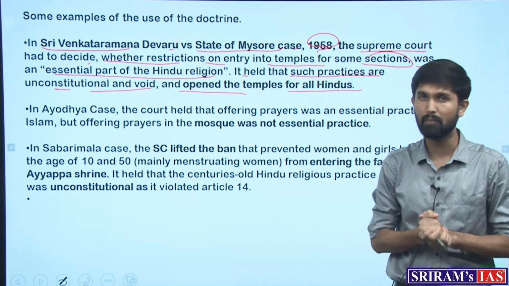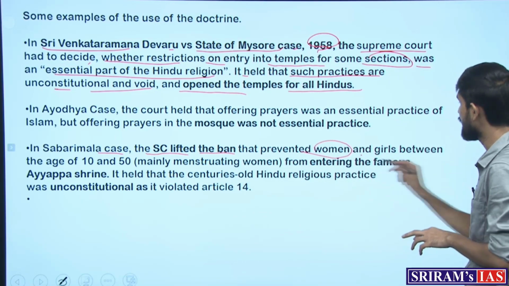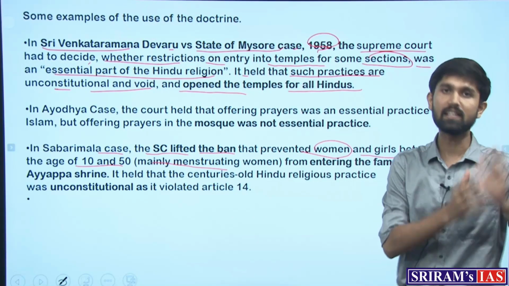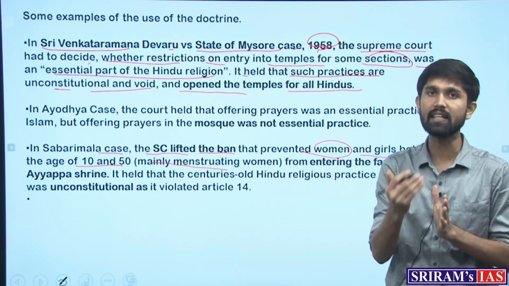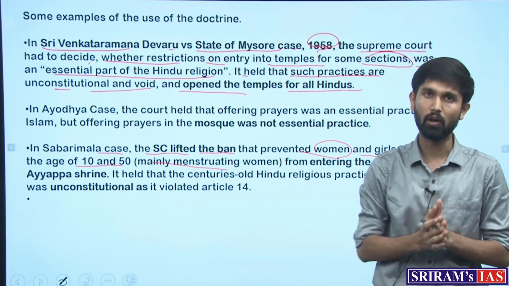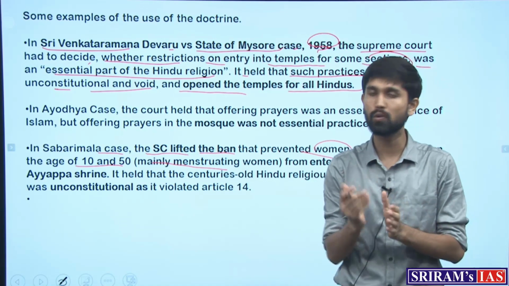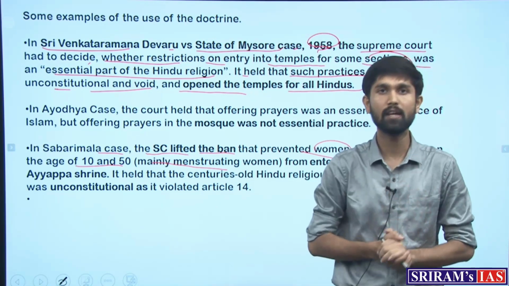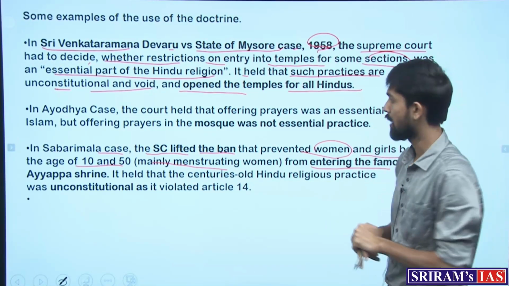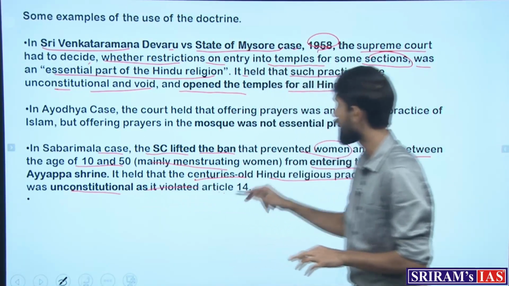Similar was the case of the Sabarimala, as we know. In the Sabarimala case, the Supreme Court lifted the ban that prevented women and girls between the age of 10 and 50, mainly menstruating women, right? There was a reasoning given for this, wherein it was said that the deity had taken an oath of celibacy, and that is why it did not want women of this category entering the temple. But this became a big issue, and eventually the Supreme Court, using this doctrine, held that women cannot be stopped from entering, and it allowed entry into the Sabarimala temple, and it held that the centuries-old Hindu religious practice was unconstitutional as it violated Article 14.